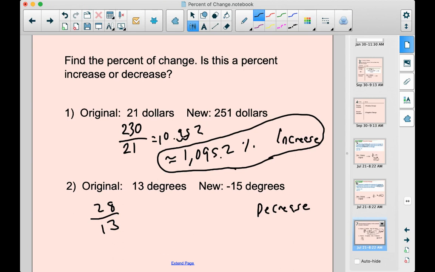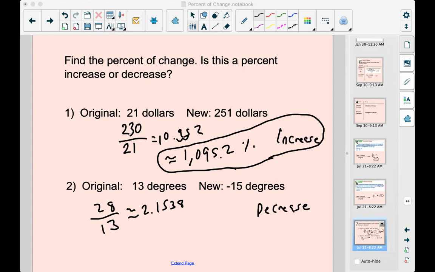And again, this is not going to be a pretty number. Let's see what we get. 28 divided by 13. About 2.1538. Again, I'm leaving a couple extra decimals on there so I can round it appropriately.